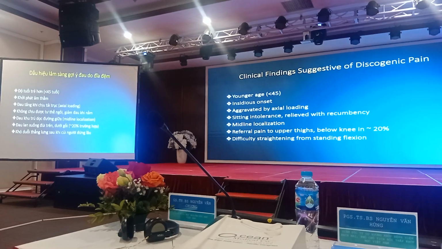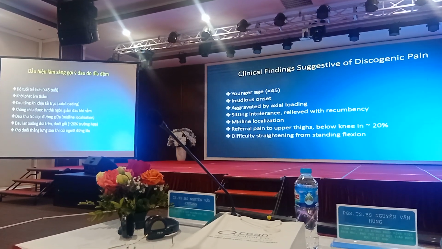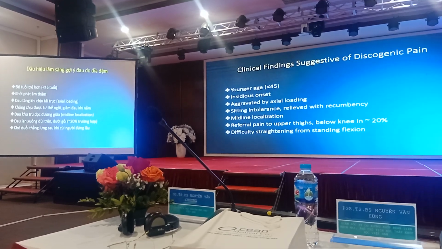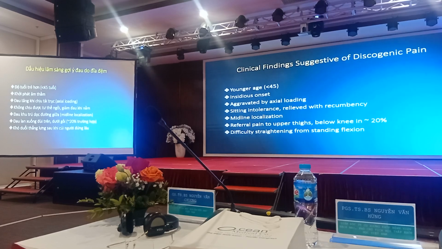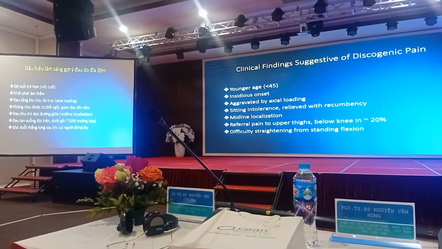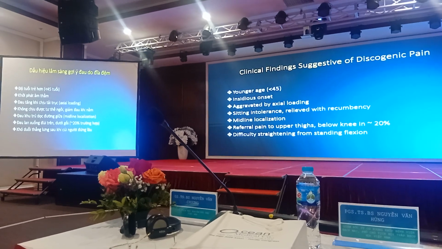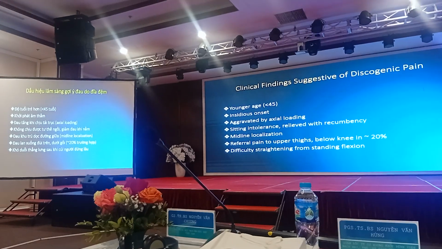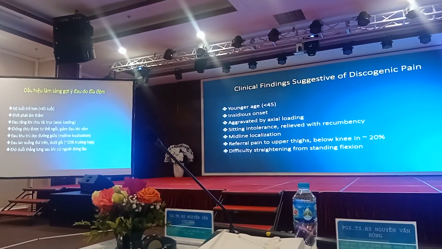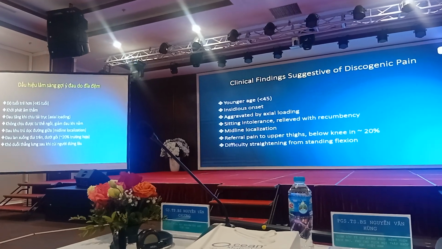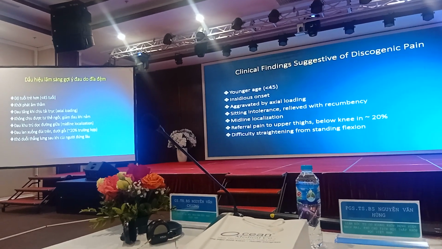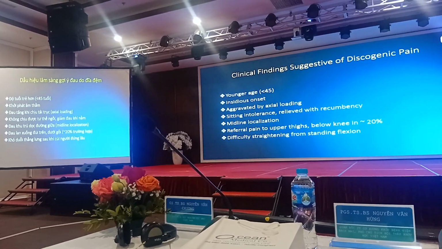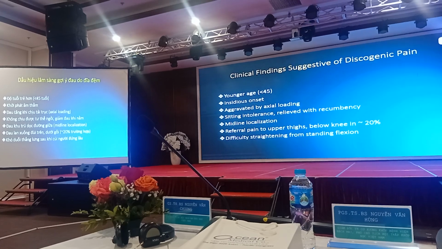So what are the clinical findings suggestive of discogenic pain? This occurs in younger patients, generally less than 45. It develops usually with insidious onset, not the result of a specific trauma. Aggravated by axial loading. Sitting intolerance is typical. It's difficult to sit, relieved by lying down. Generally localizes to the midline, although it may cause referral to the upper thighs and even below the knee in about 20%.